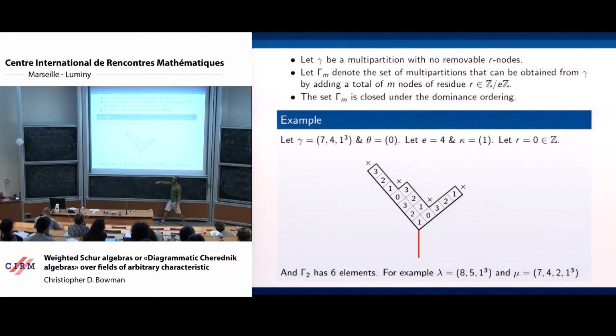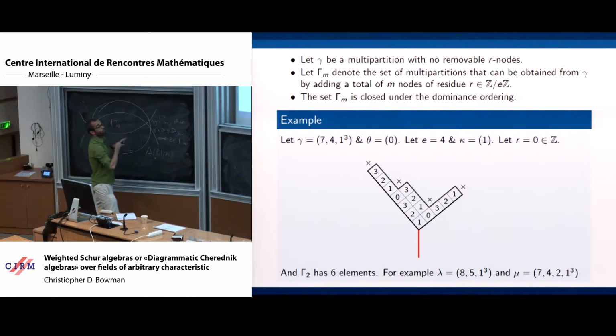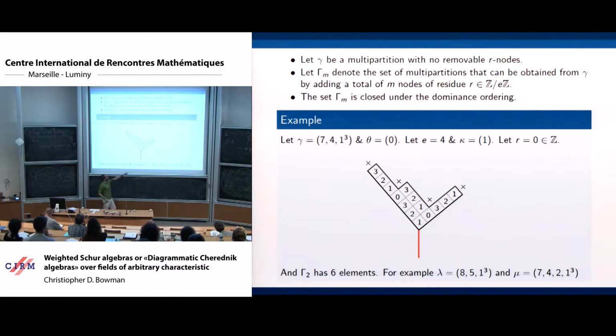And actually, if you wanted to see why this is closed in the dominance ordering, this consists only of partitions which are between lambda and mu. Because, of course, there's a minimal and maximal way to add all these nodes. So it's just that intersection. OK. So this is one example.